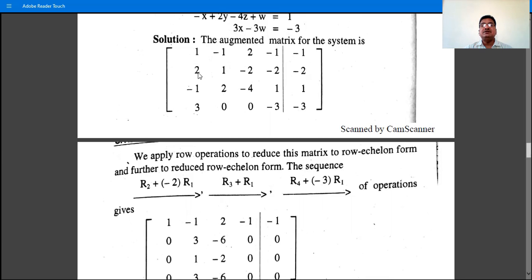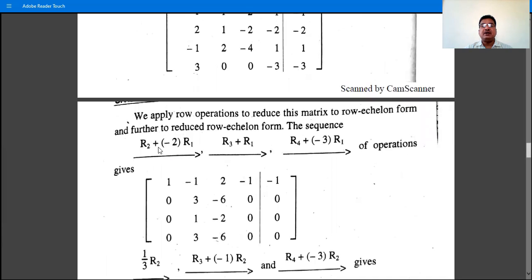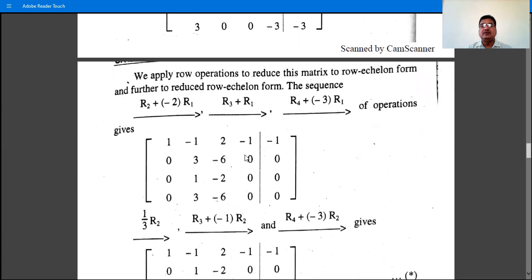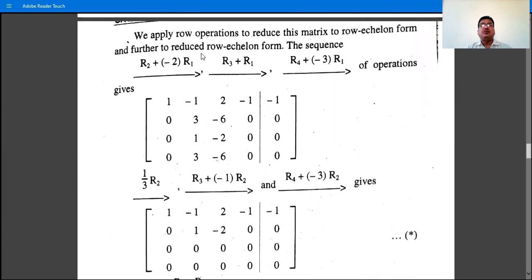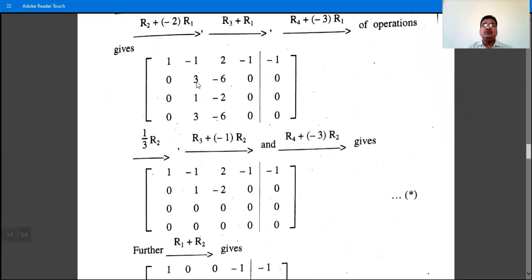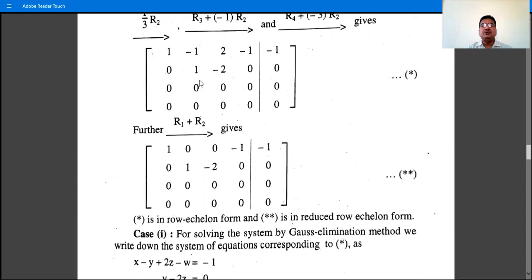Now reduce this minus 2, minus 1 and 3 to 0. These are the operations: R2 minus 2 R1, R3 plus R1, and R4 minus 3 R1. After applying this transformation, we have this matrix. Then we have to reduce this 3 to 1, so 1 by 3 R2, or interchange the second and third row. Then reduce the remaining elements to 0.